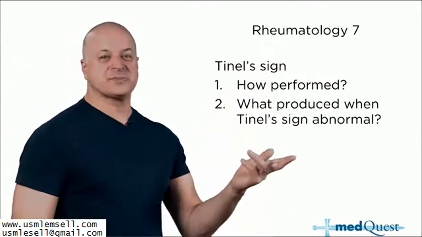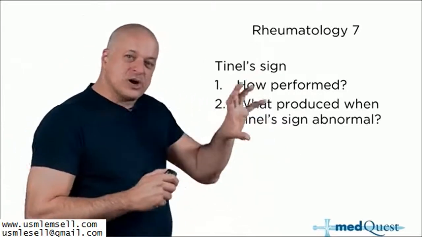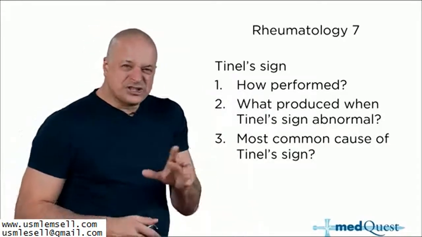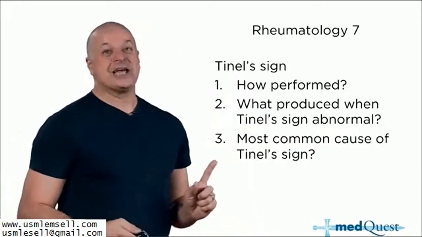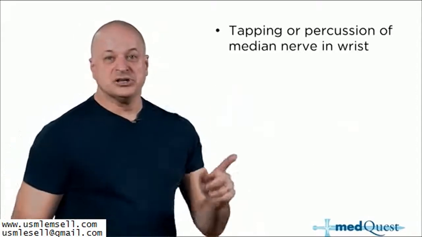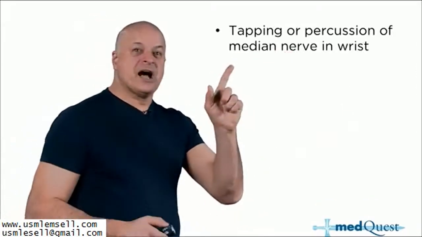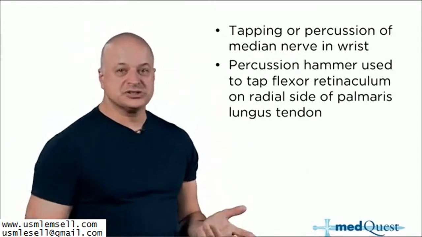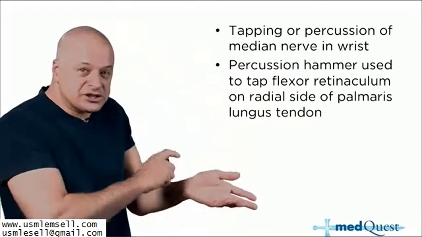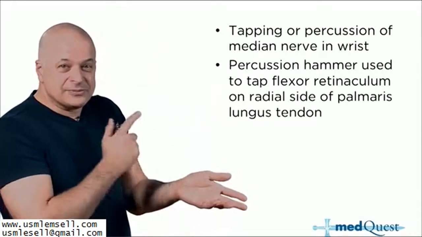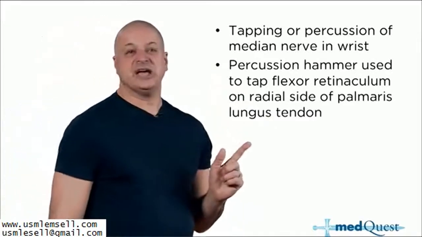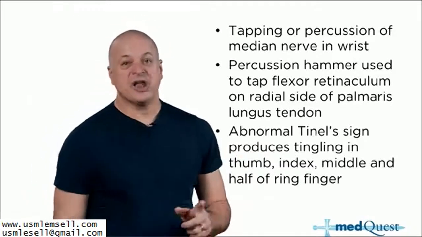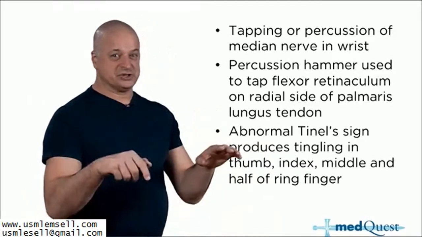Tinel's sign is produced every time there's entrapment or compression, or narrowing, like carpal tunnel syndrome. So any tapping of a narrowed, compressed nerve reproduces the symptoms. A little percussion on the flexor retinaculum, and you say, hey, I've got an abnormality there. That means I've got compression, so I know that I need splints, splints, splints.